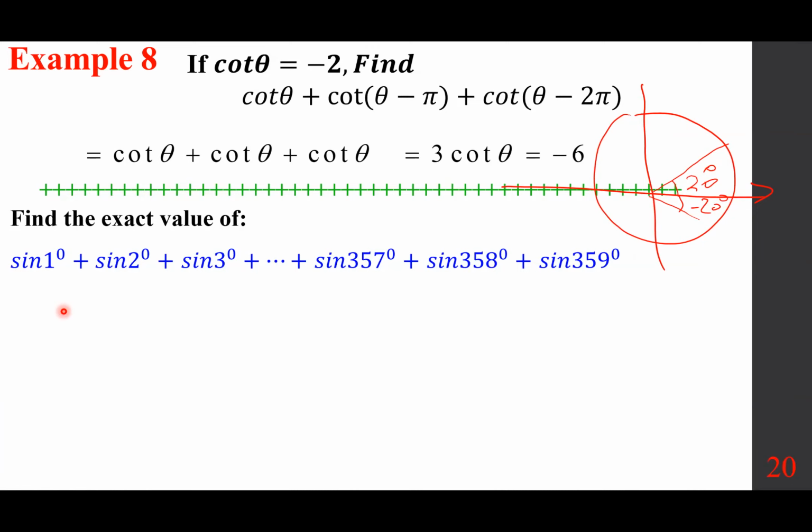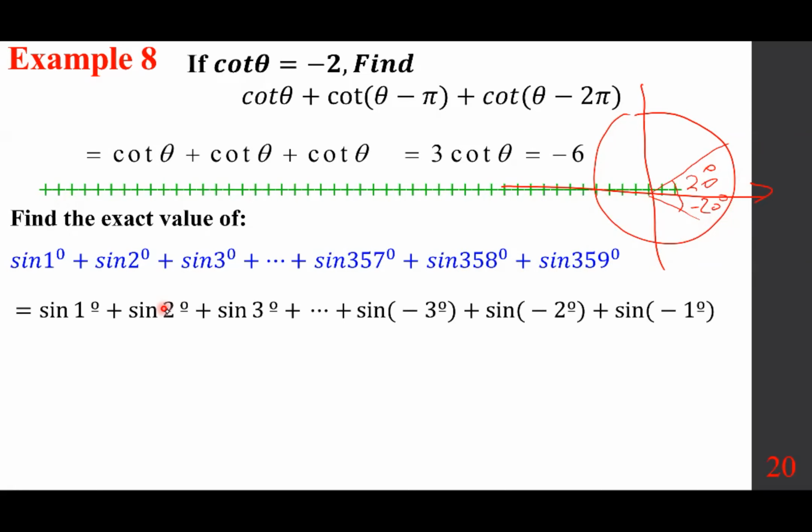So, for example, just so you know, sine of 359, that you go all the way. Remember, this is 360, so right before that. So sine of 359 is the same as sine of -1 degrees. Sine of 358, go all the way to 358. It's the same as sine of -2 degrees. That's the concept we are going to use. So let's do that. So we write those. 359 means -1 degree. 358 -2, 357 -3, so on and so forth.